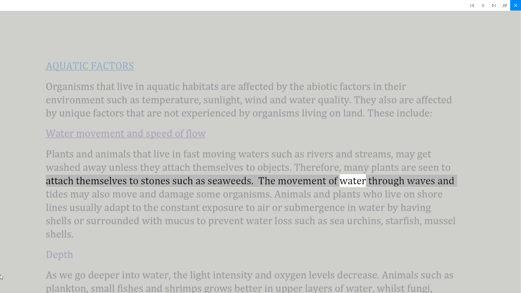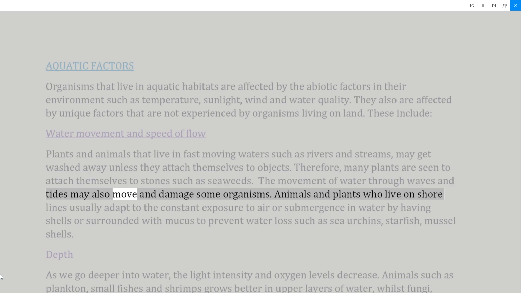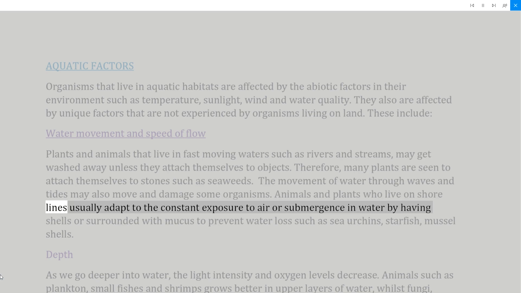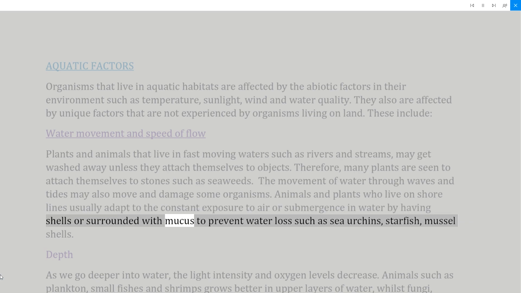The movement of water through waves and tides may also move and damage some organisms. Animals and plants who live on shorelines usually adapt to the constant exposure to air or submergence in water by having shells or being surrounded with mucus to prevent water loss, such as sea urchins, starfish, mussel shells.